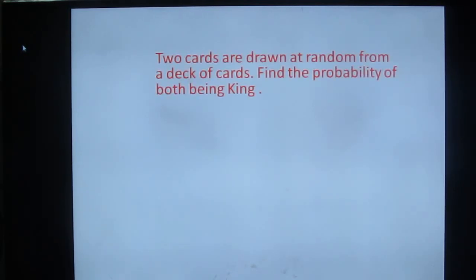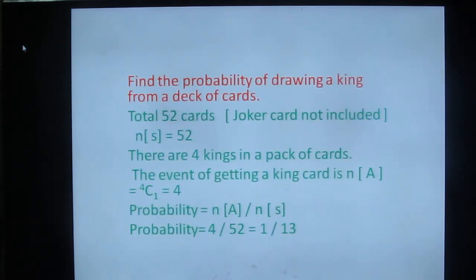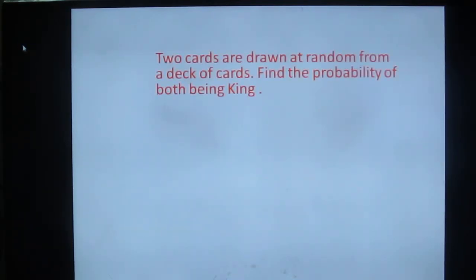Two cards are drawn at random from a deck of cards. Find the probability that both are kings. What is the difference between the previous question and this question? Before, you had to get one king from a pack of cards. In this question, you have to select 2 cards that should both be kings. How to do this? How many king cards are there?